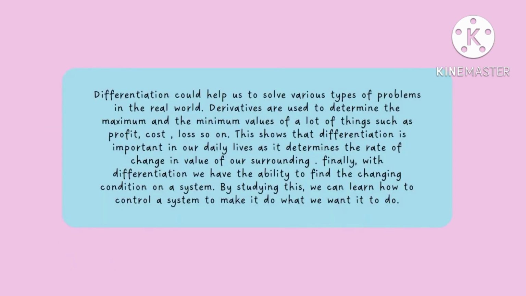Conclusion: differentiation can help us to solve various types of problems. In the real world, derivatives are used to determine the maximum and the minimum value of a lot of things, such as profit, cost, loss, and so on. This shows that differentiation is important in our daily life, as it determines the rate of change in value of our surroundings. Finally, with differentiation, we have the ability to find the changing condition of a system. By studying this, we can learn how to control a system to make it do what we want it to do.